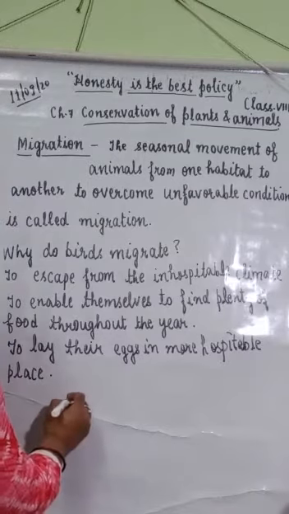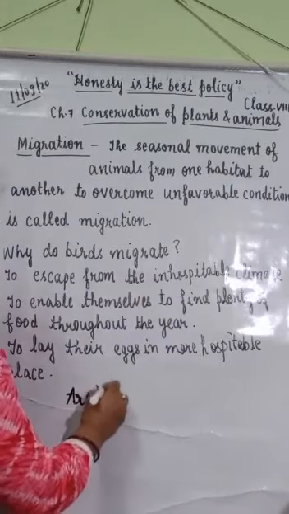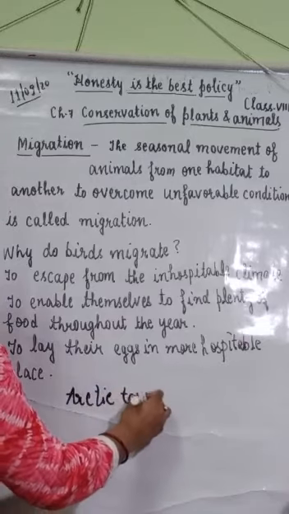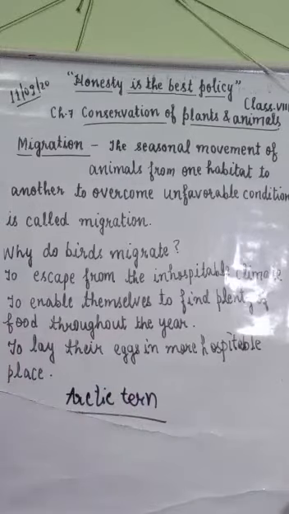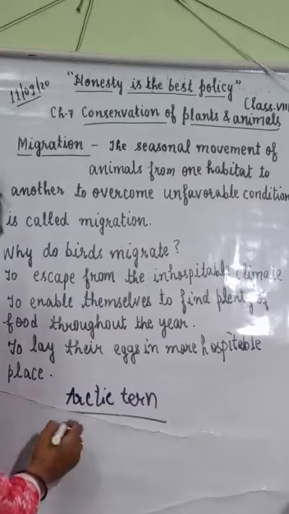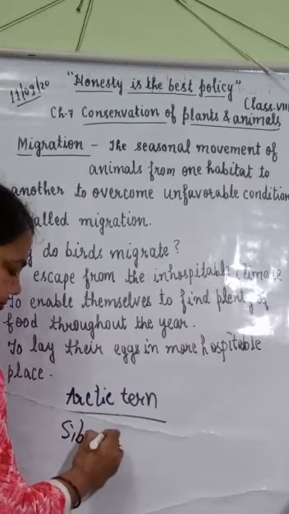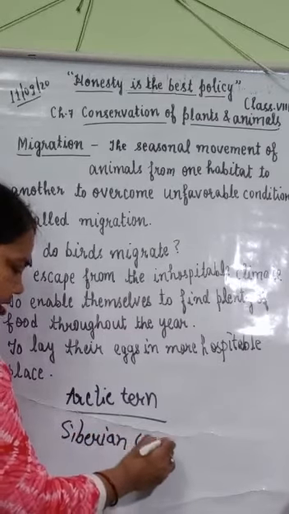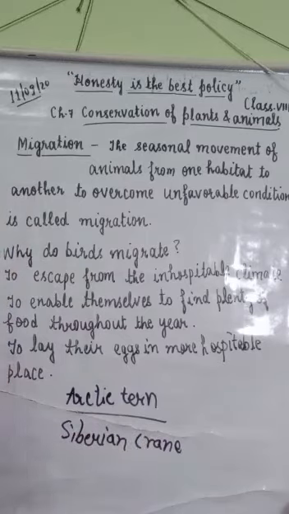For example, the Arctic tern. The Arctic tern makes the longest migration from the South Pole to the North Pole. When it is winter, it comes to the South Pole, and in summer it goes to the North Pole. Then the Siberian crane. It travels a large distance and comes to Poyang in China during winter.